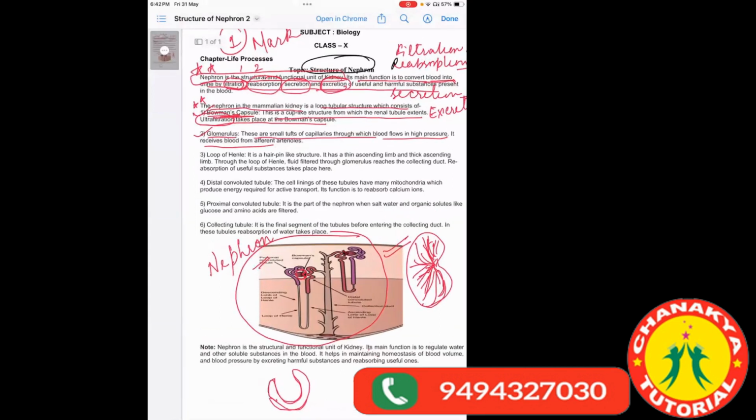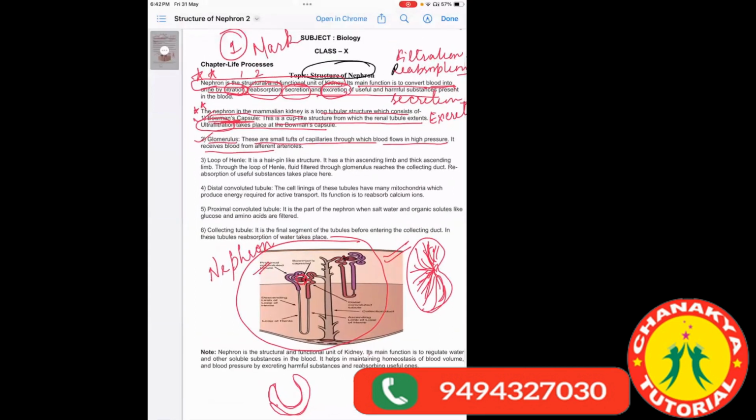So coming back to the proper definition of all these things, the third part, loop of Henle. It is a hairpin-like structure. It has thin and thick ascending limbs, and ascending and descending, it should be descending here. Thick ascending and descending limb. Through the loop of Henle, fluid filtered through the glomerulus reaches the collecting duct, and reabsorption of useful substances will take place here.